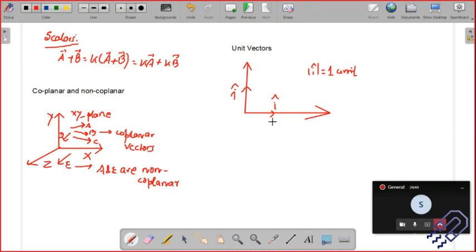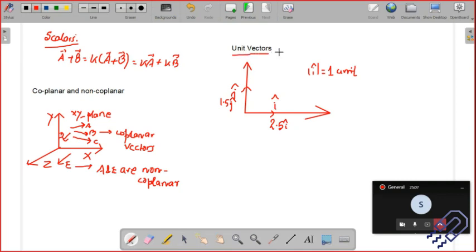So maybe this is around 2.5, so I can simply write it down as 2.5 i cap, and maybe this is the unit vector in the y direction, and then we can write it down as 1.5 times j cap, right? And then when I write down the resultant vector, we can say that it is 2.5 i cap plus 1.5 j cap and so on. So this is the idea of unit vectors, which we already know.